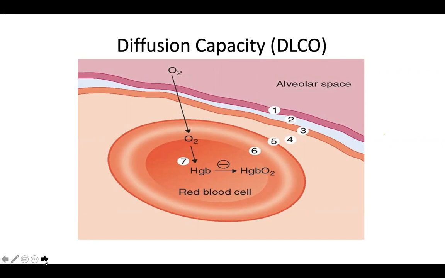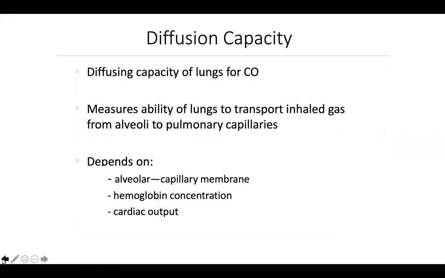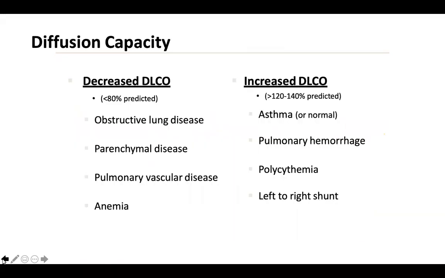This diffusion process is made up of the transfer of the gas, which is one thing, and the other is the time taken by the gas to react with the hemoglobin. So these two processes decide the diffusion capacity of the blood. It measures the ability of the lungs to transport inhaled gas from alveoli to pulmonary capillaries. It depends on the alveolar capillary membrane, hemoglobin concentration, and the cardiac output.